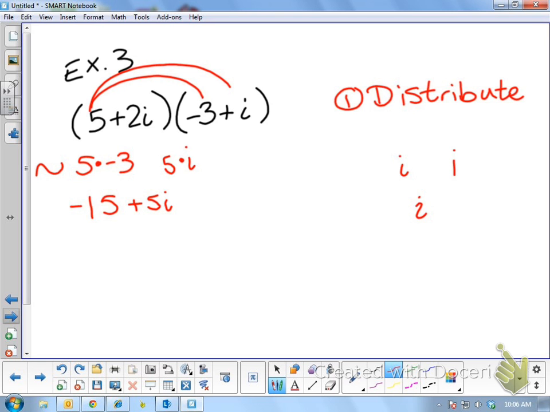So we need to keep multiplying. 2i times negative 3 is negative 6i. Negative 6i, and then we multiply 2i times i, so plus 2i squared.